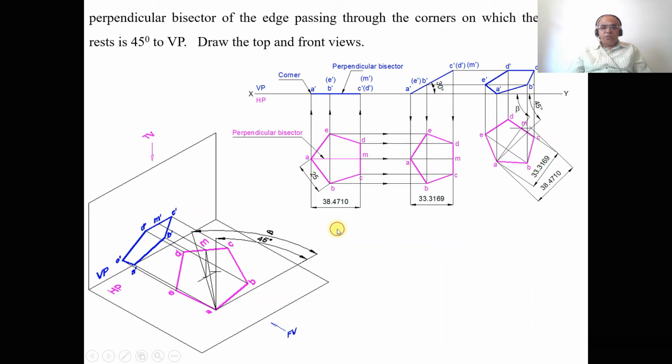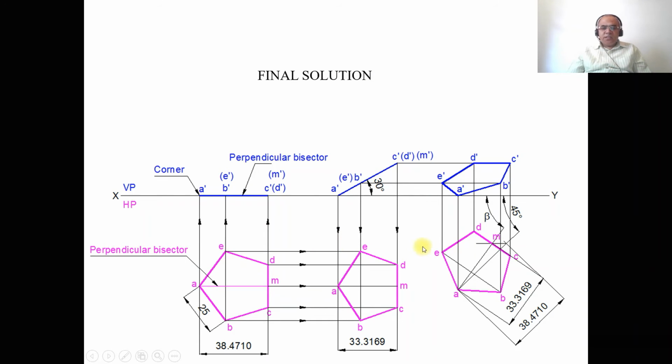Now we are going to try to solve this problem using the sketchbook. So first we are going to draw the XY line, and you mark this as VP and HP. Then you measure a 25 mm line and draw a vertical line in the top view at any convenient distance from the XY line. Then you mark this point as C and D.